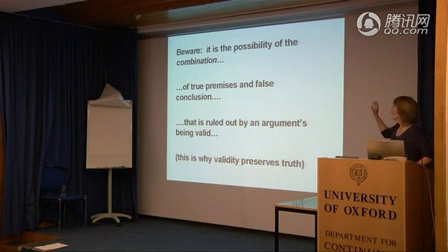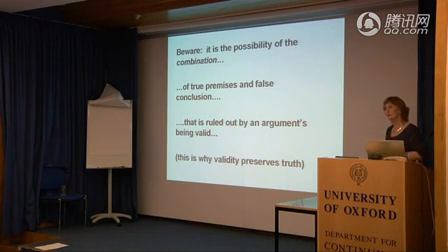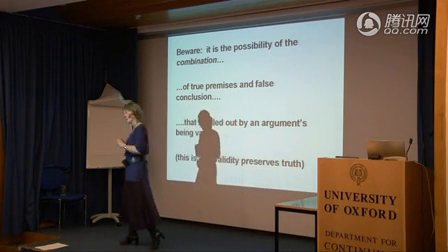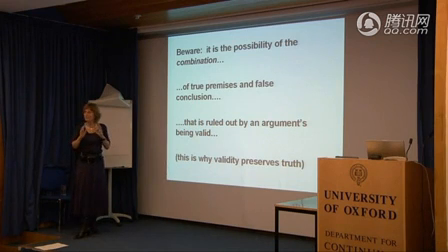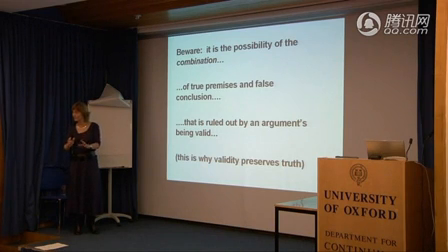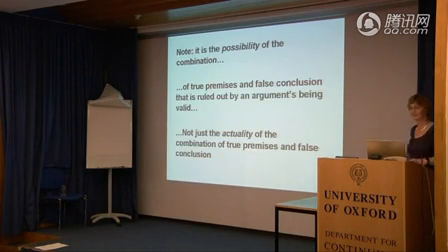Okay, let's move on. Two things to beware of. Firstly, it's the possibility of the combination of true premises and false conclusion that's ruled out by an argument's being valid. So it's not that it must have true premises or it must have a true conclusion. What it must not have in order to be valid is the combination of true premises and false conclusion. That's completely ruled out by an argument's being valid. And we're going to do some exercises in a minute.